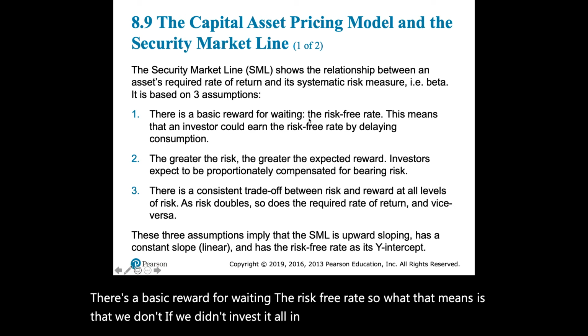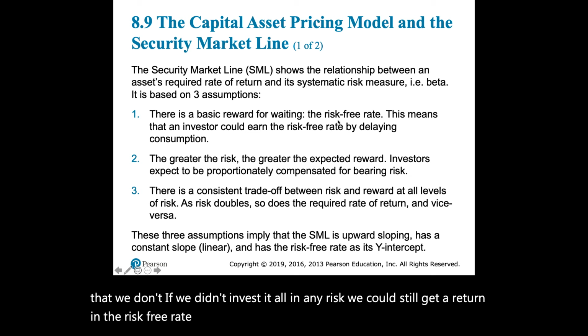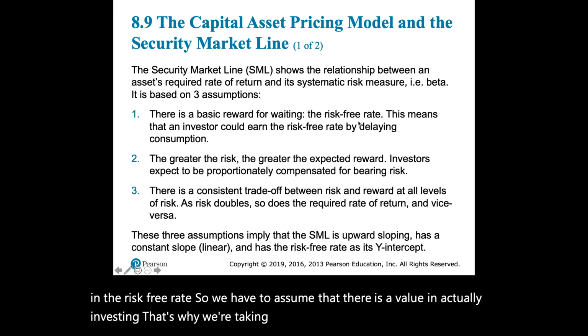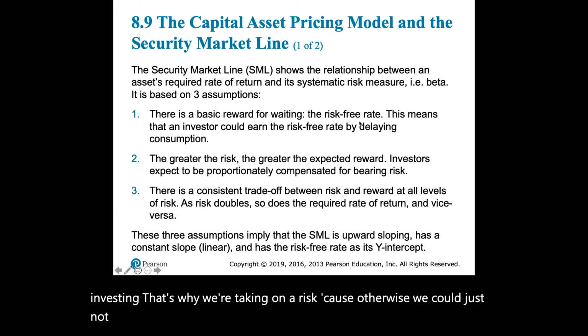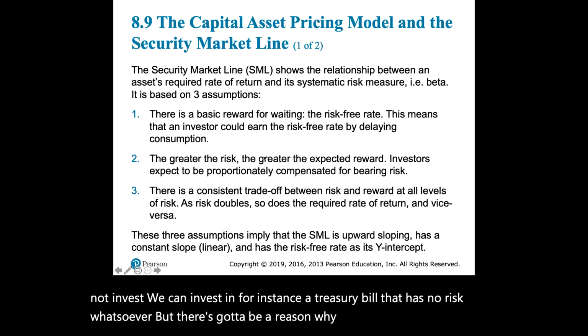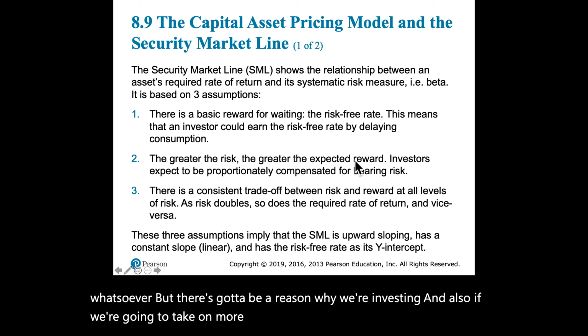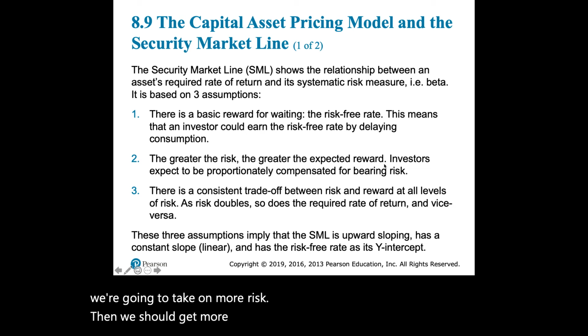So we have to assume that there's a value in actually investing. That's why we're taking on a risk, because otherwise we could just not invest. We can invest in, for instance, a treasury bill that has no risk whatsoever. But there's got to be a reason why we're investing. Also, if we're going to take on more risk, then we should get more reward. That's why we expect to tolerate more risk, because we think it's going to be worth it. And that trade-off should be consistent.